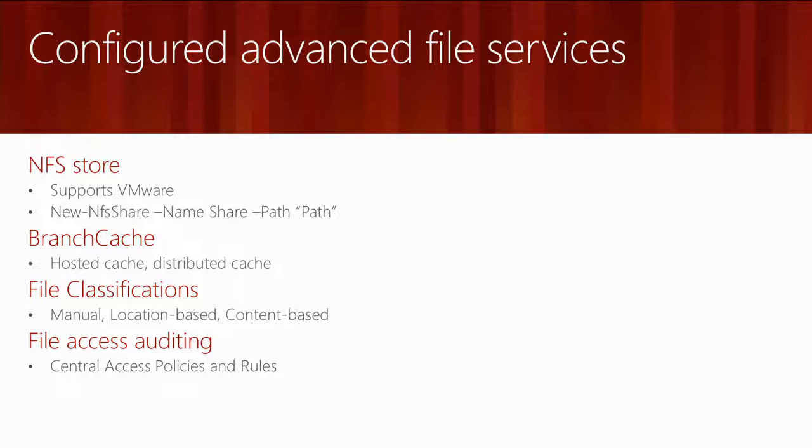So hosted cache requires a server. You stick it in the branch office. You add the BranchCache, and you specify some disk space, and all the clients use that when the cache is available. Distributed cache is no server, and it uses the client. So all the clients maintain their own cache, and they can share. It's almost like a P2P type thing.